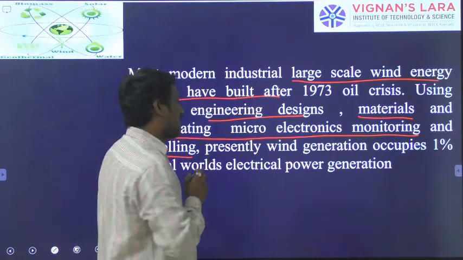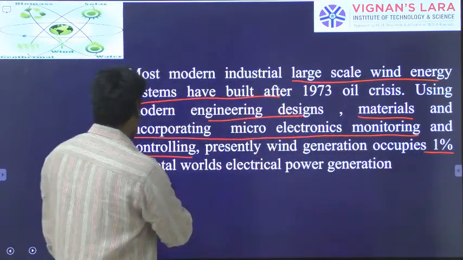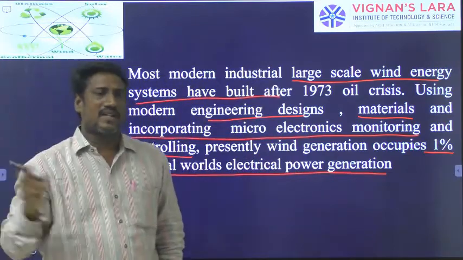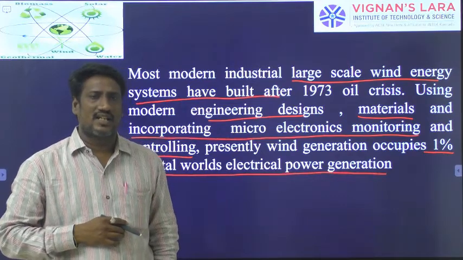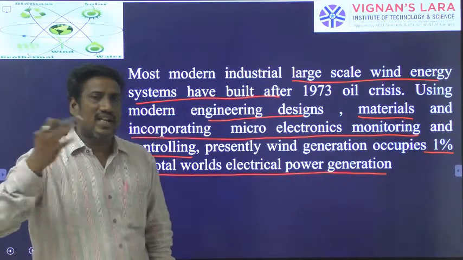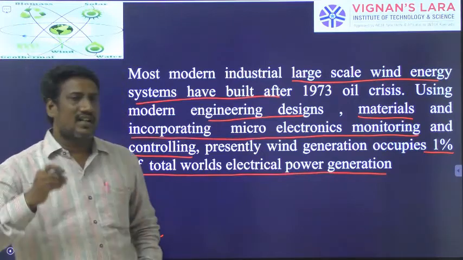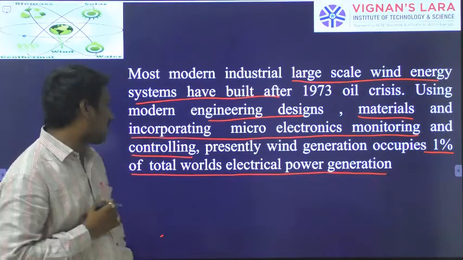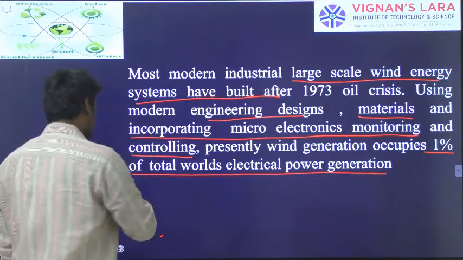Presently, wind generation occupies 1% of the total world's electrical power generation. Out of 100% of the world's electrical generation, 1% is generated by wind energy systems. Because modern engineering designs, materials, and microelectronic monitoring and controlling are available, wind generation presently occupies 1% of the total world's electrical power generation.